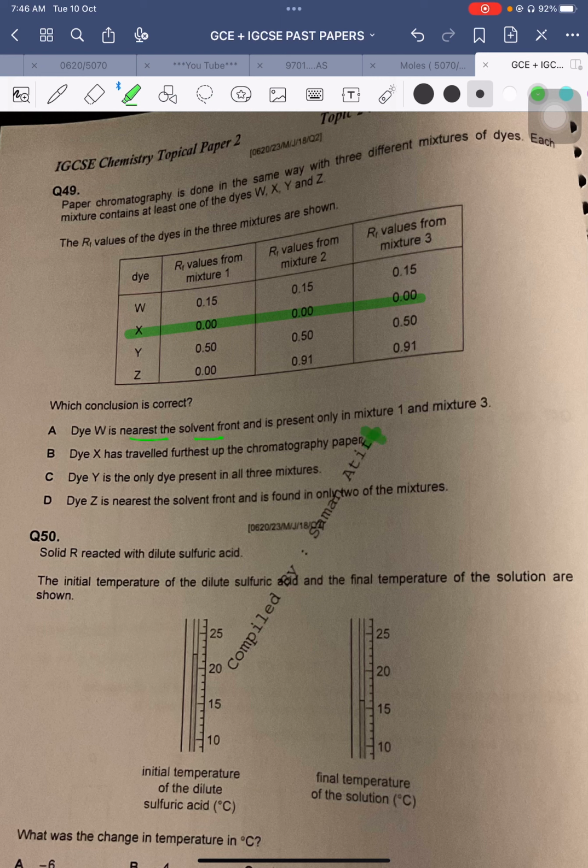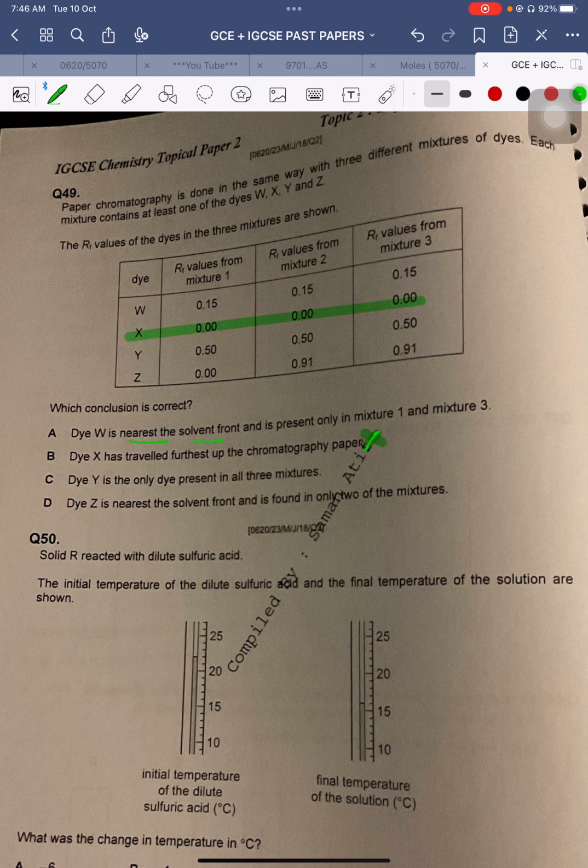No. Why is it so? Because it is a wrong statement. Why is it so? Because it has not traveled. Okay, dye Y is the only one present in all three. Okay, it is not the only one present, because dye W and dye Z... dye W is also present in all three. Okay, so this is also not correct.